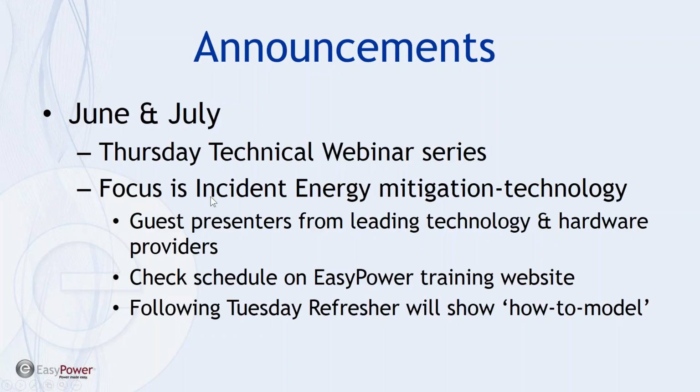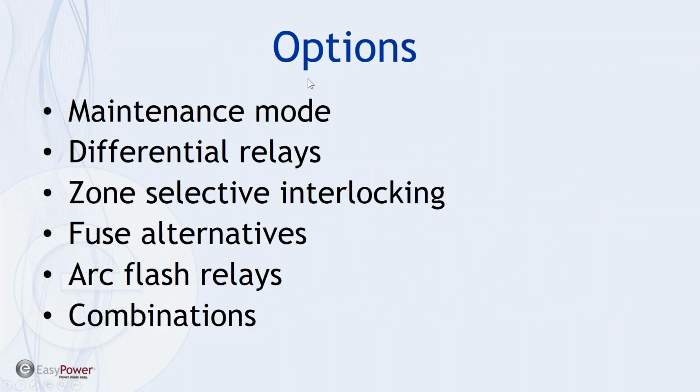So the options that we'll be including presentations on include maintenance mode, differential relays, zone selective interlocking, fuse alternatives, arc flash relays, and then combinations of some or all of the above at various points. What we're trying to do is give you the ability to consider what your alternatives are with a little bit broader knowledge of the technology that's out there in the market, many of which are released only in the last 5 to 6 years. So it's fairly exciting stuff.